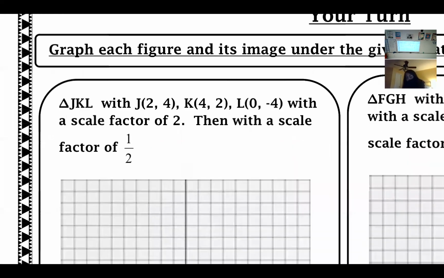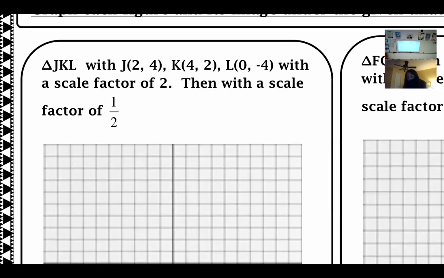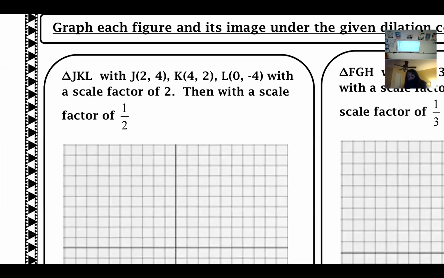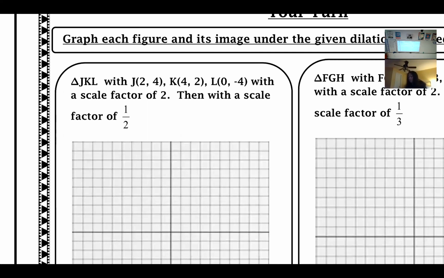So triangle JKL with the vertices of J(2,4), K(4,2), L(0,-4) with a scale factor of 2. So we can do it twice. It wants us the first one do it with a 2, second one do it with a 1/2. Let's just worry about the first one right now. We're just gonna do number 1.